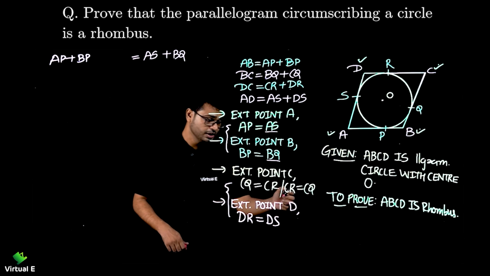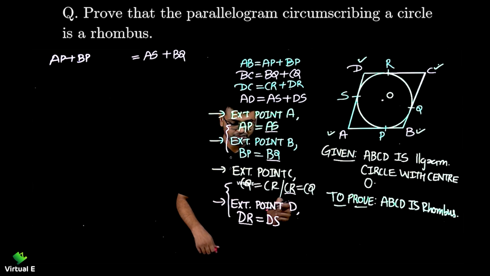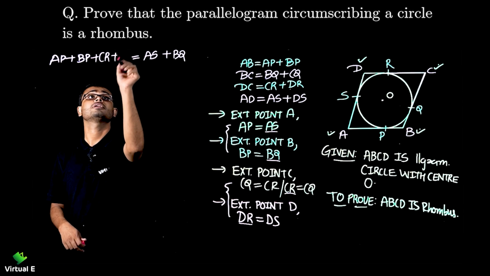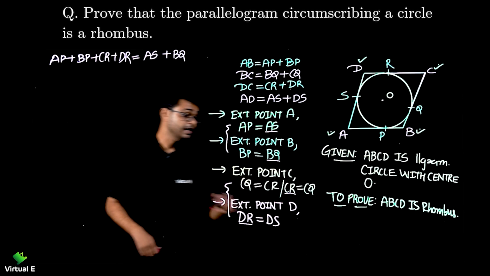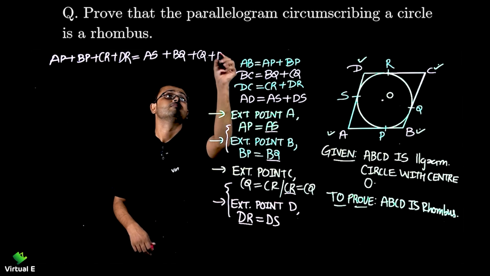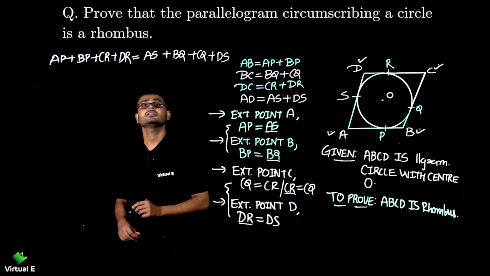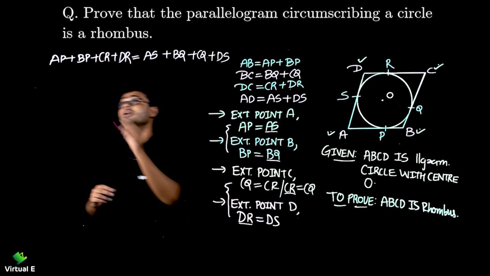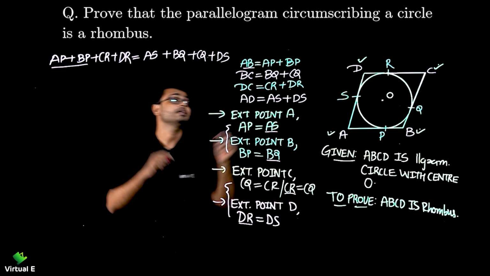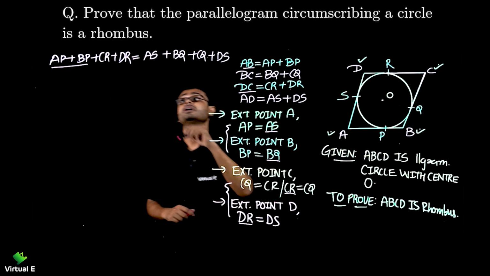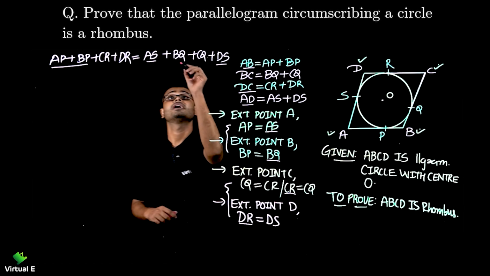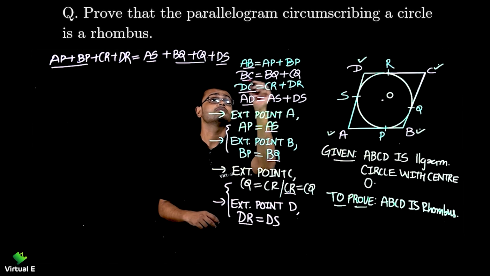Now about these 2, CR and DR, take the same alphabet R, it is very helpful. So plus CR plus DR, and here what? CQ and DS. So CQ plus DS. Done? Simple. Now AP and BP we have already done, that's AB. Then CR and DR will be DC. Then AS and DS will give you AD, and BQ and CQ will give you BC.